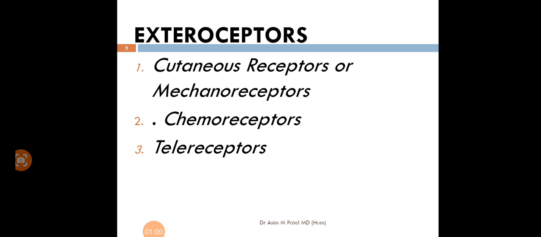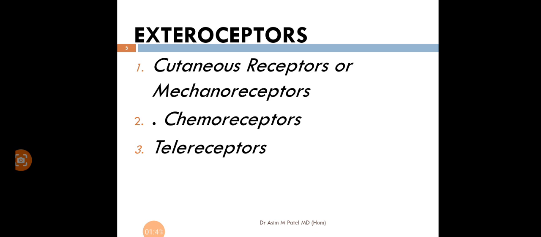These exteroceptors are again classified into three types: cutaneous receptors or mechanoreceptors, chemoreceptors, and telereceptors. Cutaneous receptors or mechanoreceptors are the receptors which give response to the stimuli on the skin. They are usually mechanical in nature, like touch receptor, pressure receptor, pain receptor. That is why they are also called mechanoreceptors.